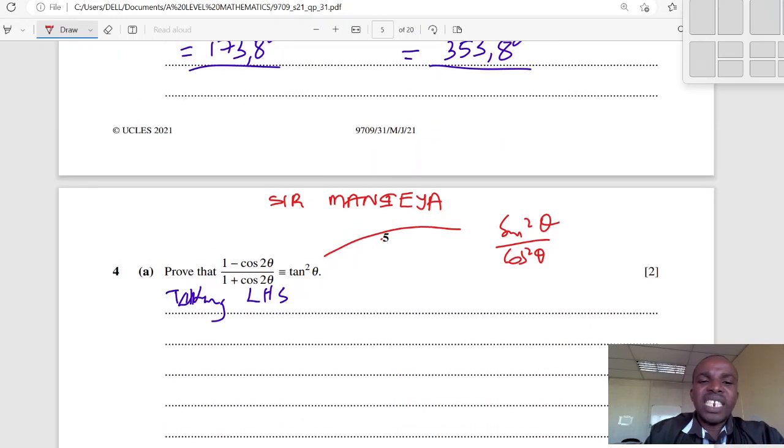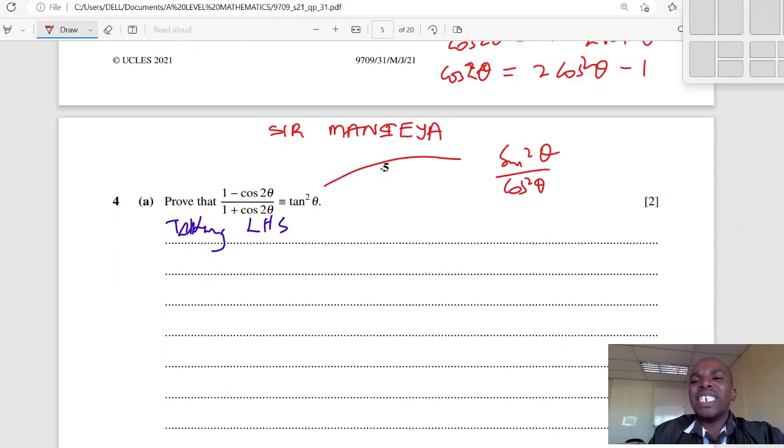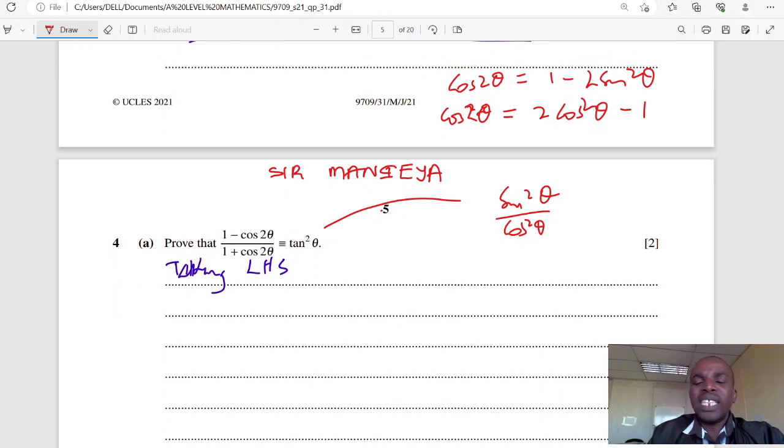But I have identities in this case. For cos 2 theta, we have an identity in terms of sine theta and in terms of cos theta. Right. So cos 2 theta is equal to 1 minus 2 sine squared theta. In your formula booklet, you can find this one. Then cos 2 theta in terms of cos theta will be 2 cos squared theta minus 1. So these are the two identities that I have to apply in this case, right?